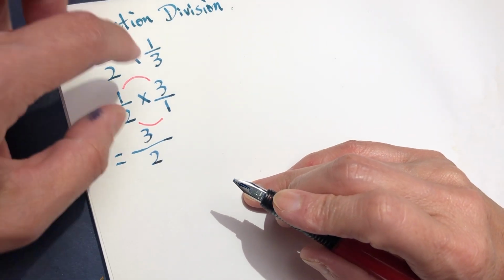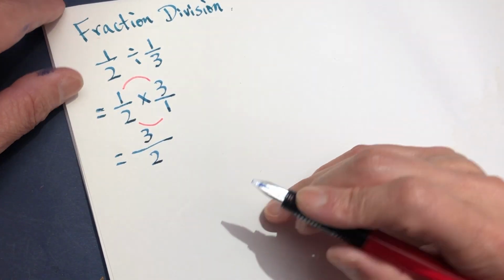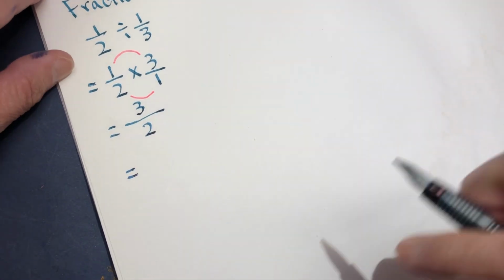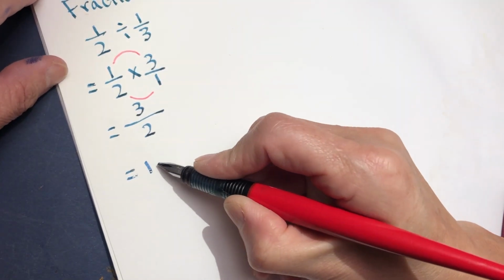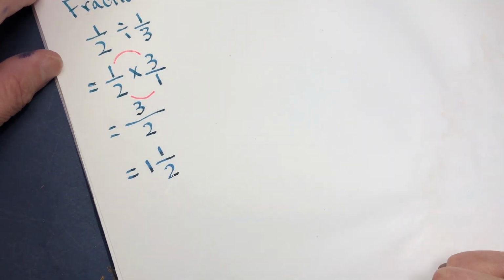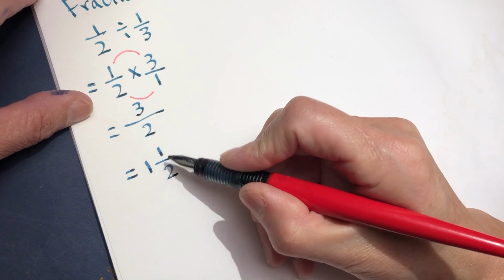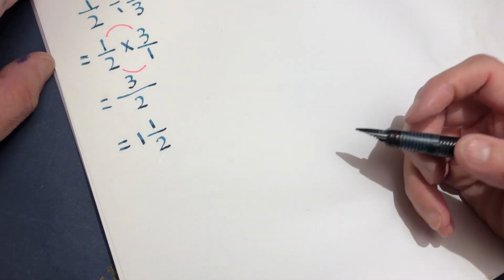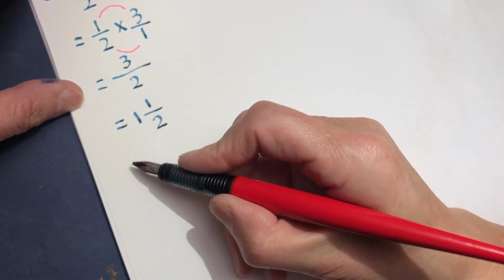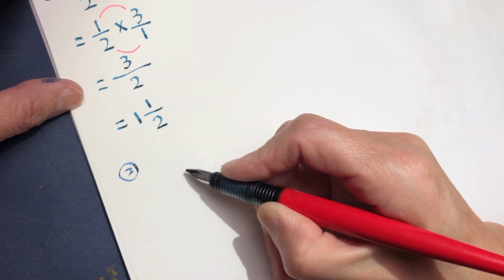Some teachers prefer a pure fraction, and some teachers, especially in elementary school, would like it in mixed number form. So 1 and 1 over 2, 1 and a half. Okay, this is our first problem. Now we do the second problem.